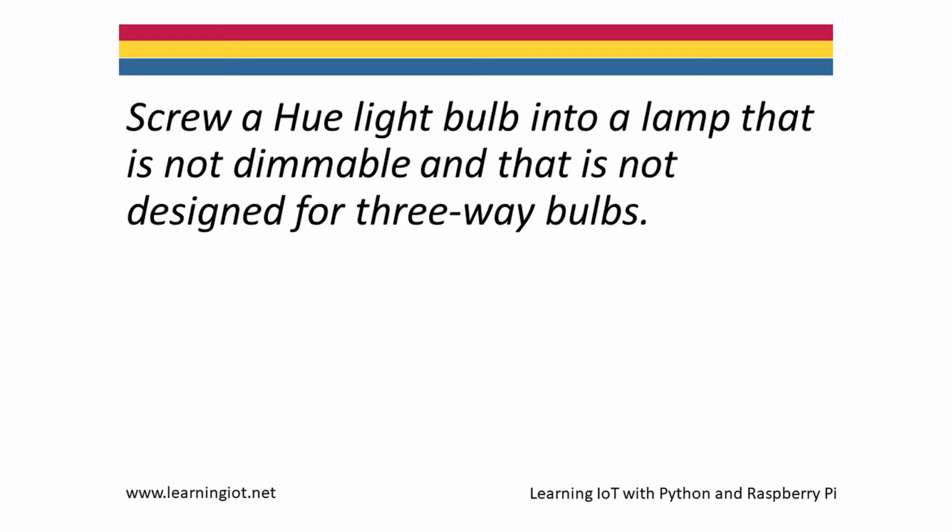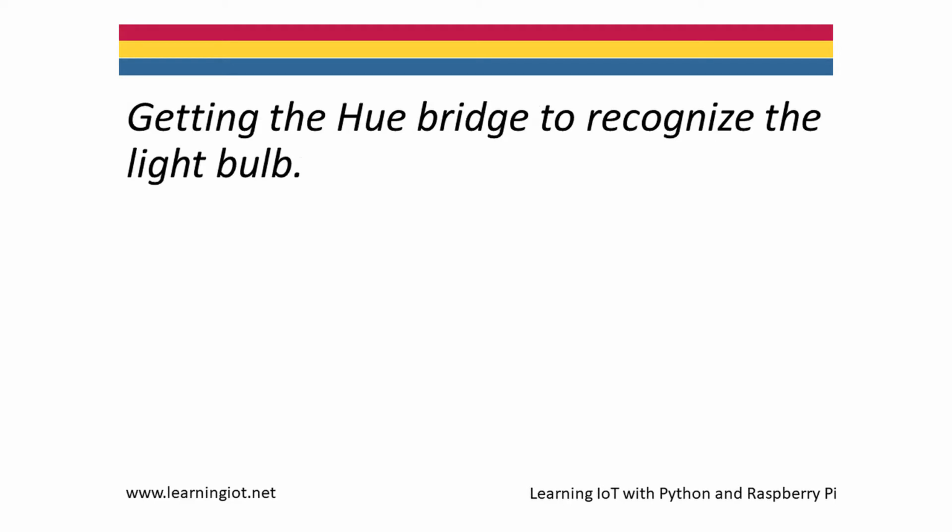Screw a Hue light bulb into a lamp that is not dimmable and that is not a three-way lamp, and turn on the switch. You'll need to configure the Hue Bridge to recognize a light bulb. Download and install the Hue app on your smartphone.